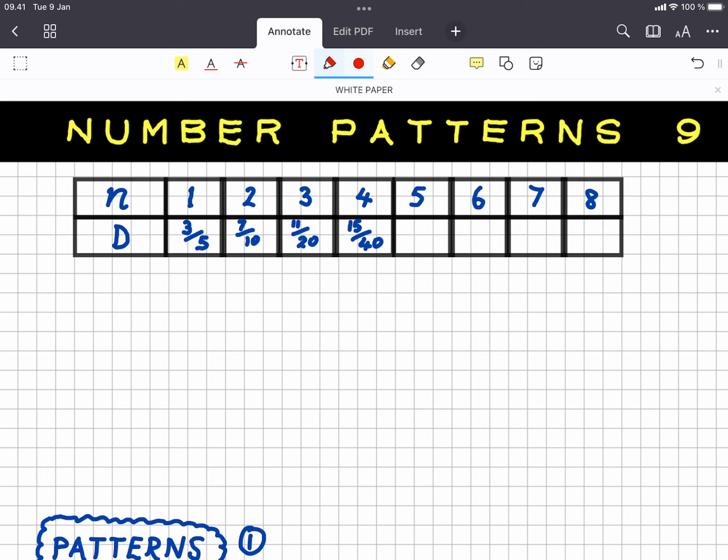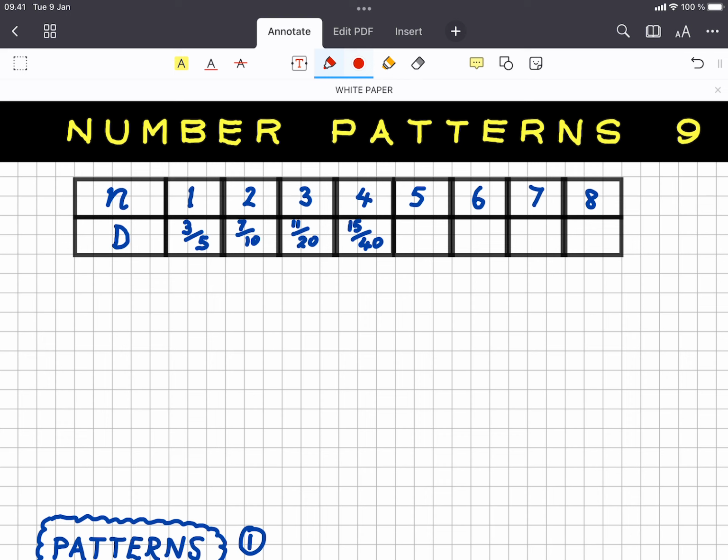So here's video number 9 in a series of 9 to help you with the number patterns question in the exam. And I've decided to make it a grand finale horror show of a number pattern with a fraction with different things going on in the numerator and the denominator.